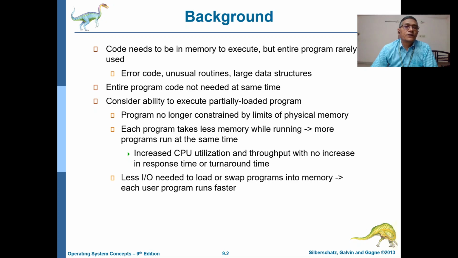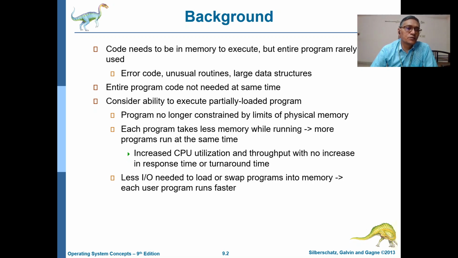So consider the ability to execute partially loaded programs. This facility is needed. The program is no longer constrained by the limits of physical memory, so the physical memory can be smaller. What we need to do is bring into the main memory only the portion of the instructions that needs to be executed, along with the data associated with those instructions, and then take it back to the backing store, and the next set of instructions can be brought in. This is the routine of execution with the concept of virtual memory.